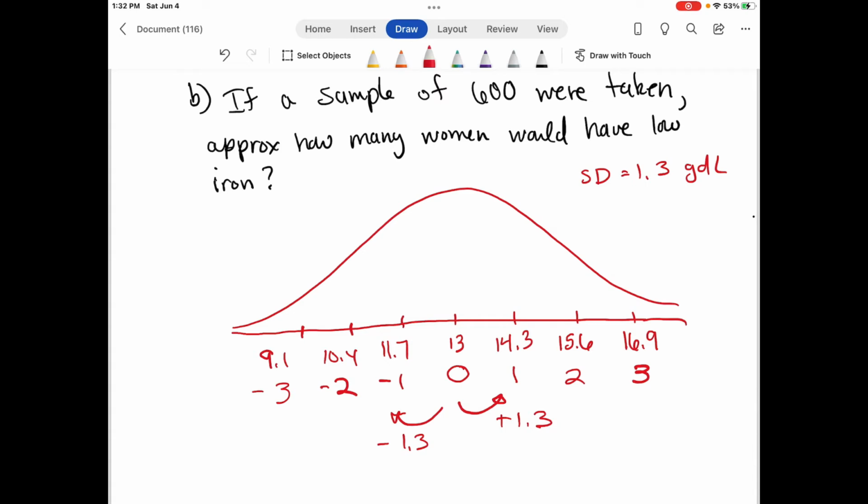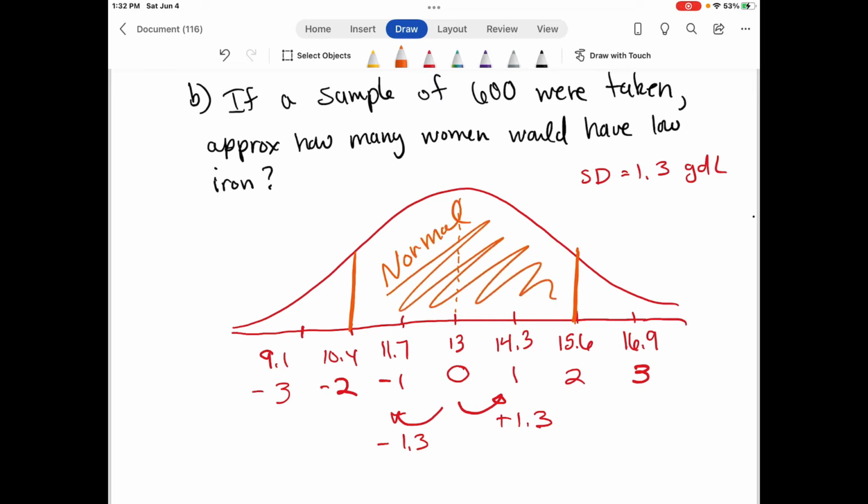Now, if we're within normal range, that means here's the center. That means we're going to be within 2 standard deviations. So this is considered normal, anywhere in here. And if you recall, the empirical rule says if you're within 2 standard deviations of the mean, that is approximately 95% of the data that falls between those 2 values.